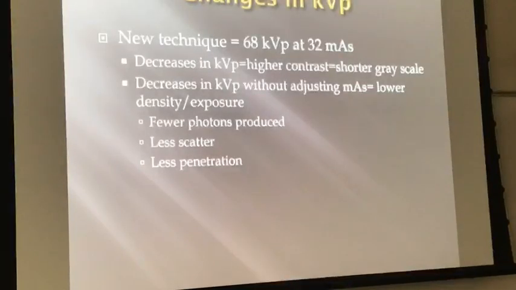So, same mass, you reduce your kVp down to 68 kVp. And that is why it happened. Decreasing kVp gives you a higher contrast. Decreasing kVp without adjusting mass, you get lower exposure, you have fewer photons produced, less scatter radiation, less penetration.